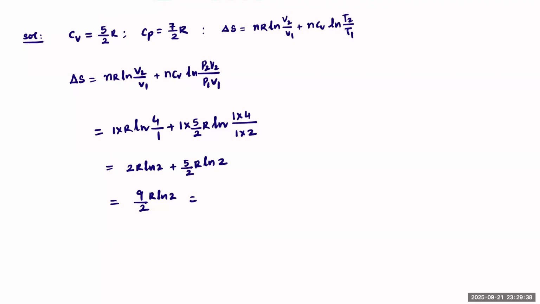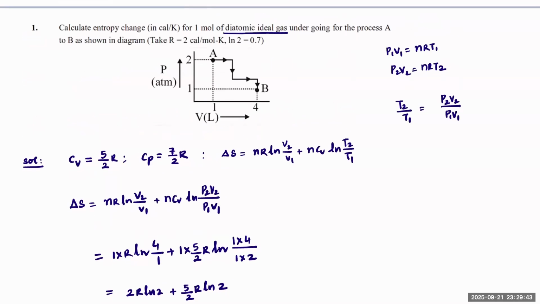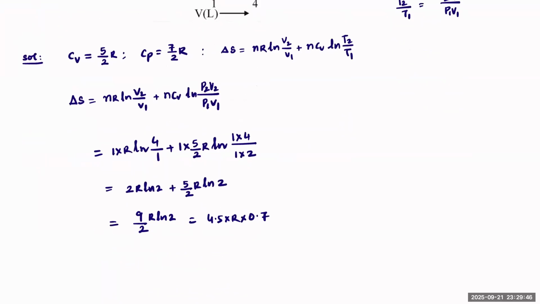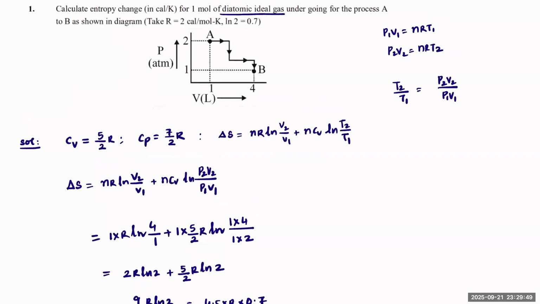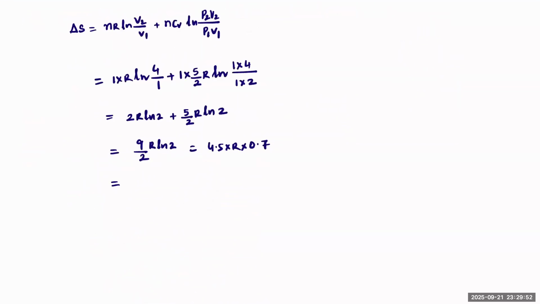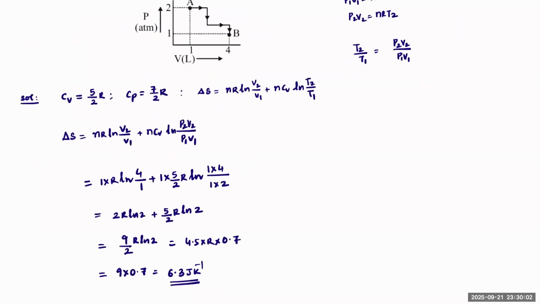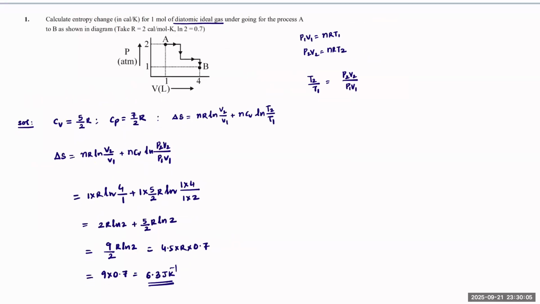Correct? So 9 by 2 is 4.5 into R into ln 2 value is given, I guess. Yeah. So that is given as 0.7. And in fact, the R value is also given in calories. So 2 will get cancelled. So 9 into 0.7. So how much we get? 6.3. So 6.3 joule per Kelvin. That will be the value of delta S. Is this clear? I hope all of you got this point. How to solve it? Yeah.